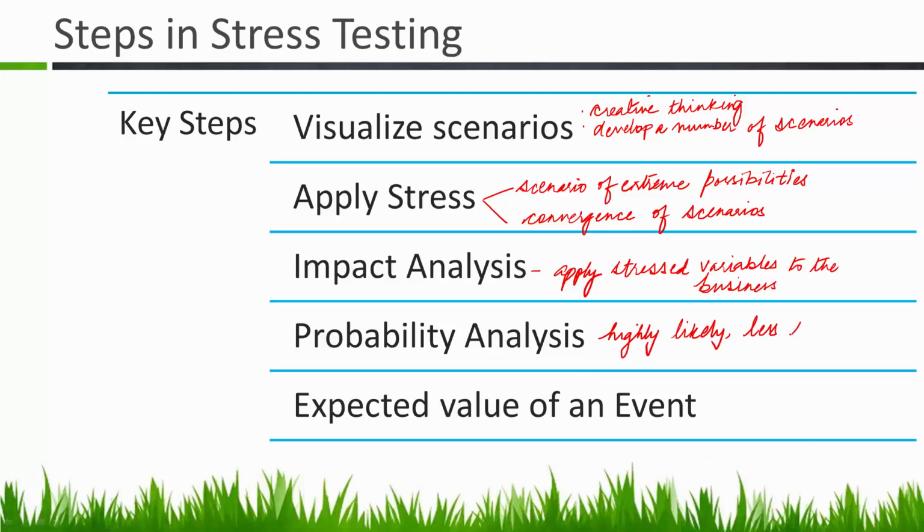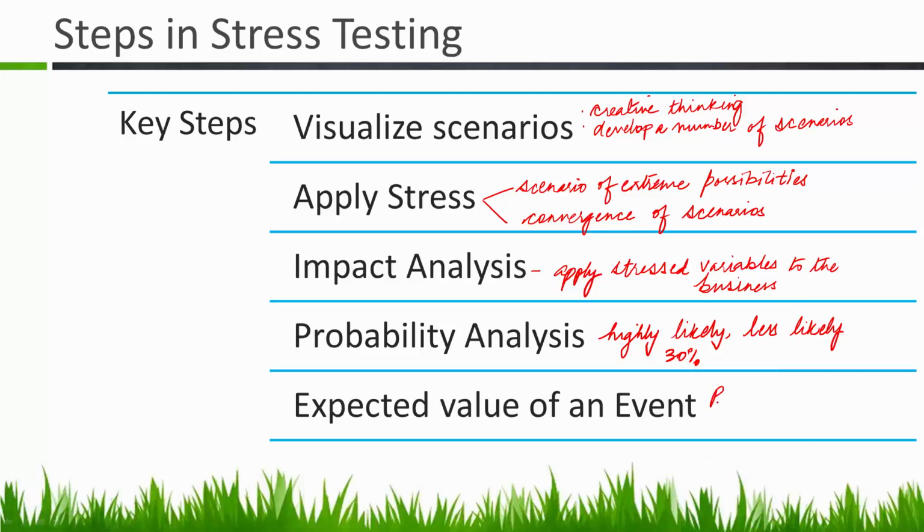The next is probability analysis. While this can be done in a highly mathematical fashion, it might be sufficient to assign subjective measures like highly likely, less likely, and so on to get a sense of what might happen. Some estimates can be allocated to each subjective measure, such as highly likely may be given a weightage of say 30%, and a highly unlikely event may be given a probability of 1%.